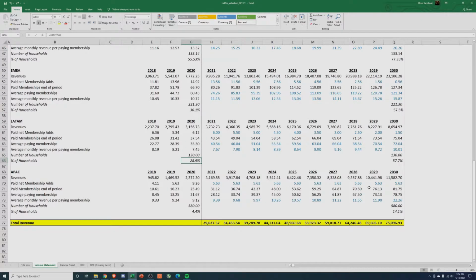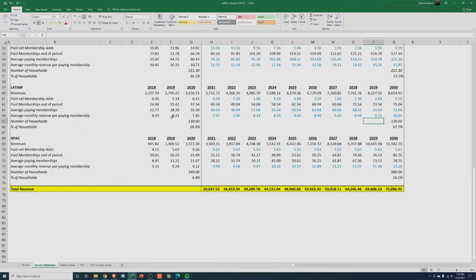LATAM, going from 29% to 57%. So very similar growth of how many households I've assumed compared to EMEA. And then the price, I have it just growing at inflation at 3%. I think until there's a bigger value prop with a lot larger content library for international users in foreign languages, it might not be as easy to raise the price.